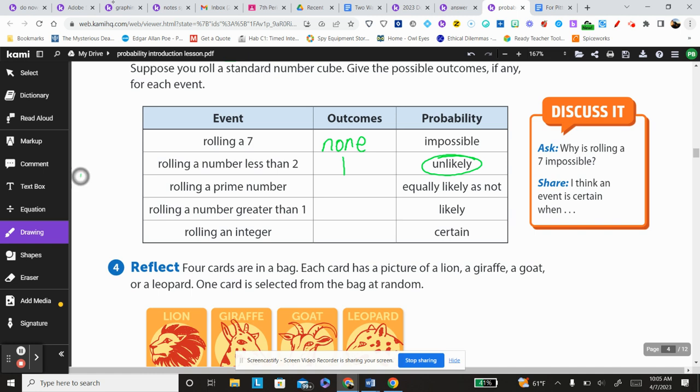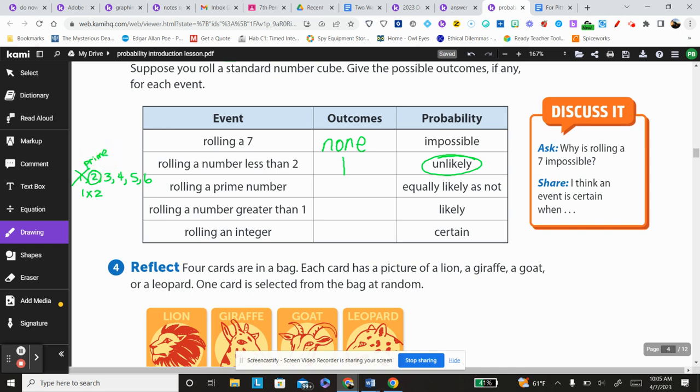Okay, so I'm looking at the numbers on the die: 1, 2, 3, 4, 5, and 6. It's got to be greater than 1, so 1 cannot be prime. What are the only two numbers you can multiply together to get a 2? So this one only has 2 factors. Therefore it is prime.